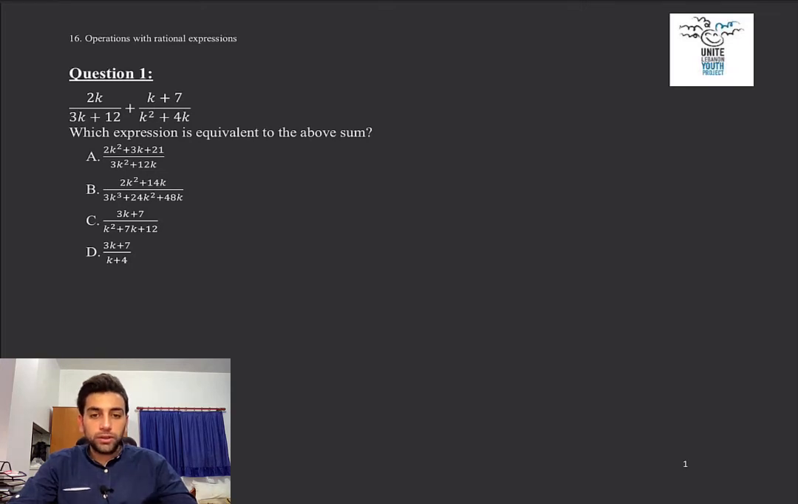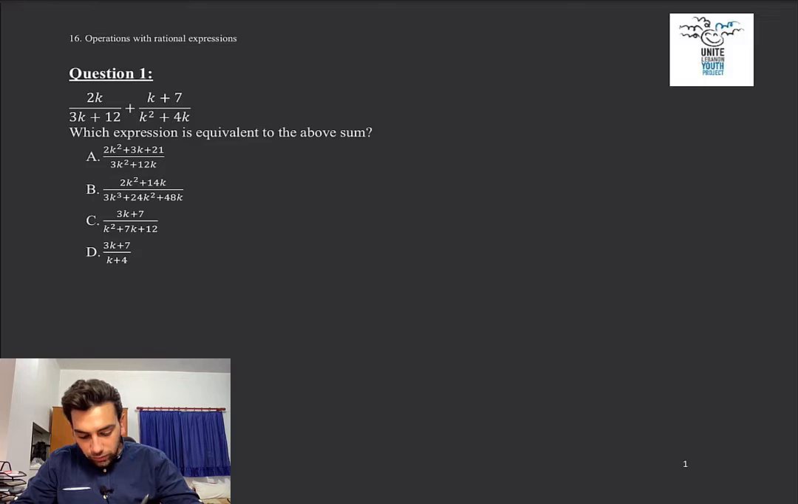In this video, I want to do a couple of exercises involving operations with rational expressions. As a first exercise, we are going to take this example. Which expression is equivalent to the above sum? What we need to do in such an exercise is to find the common denominator. So accordingly, everything that's in the denominator, we need to factorize.